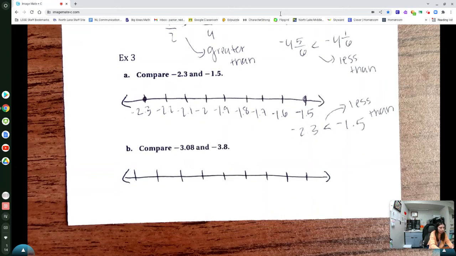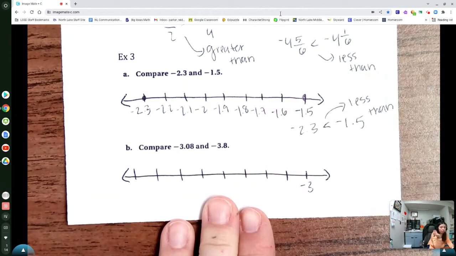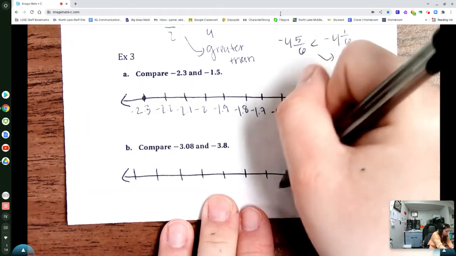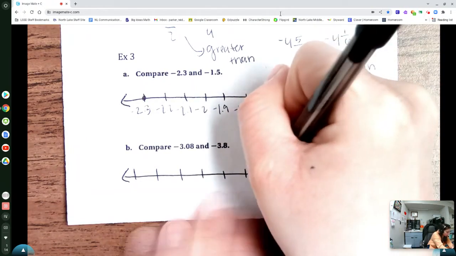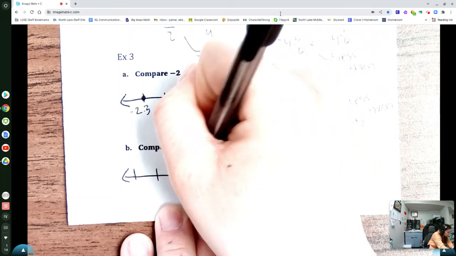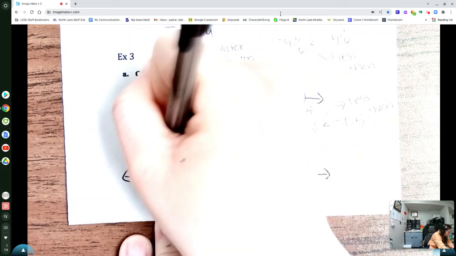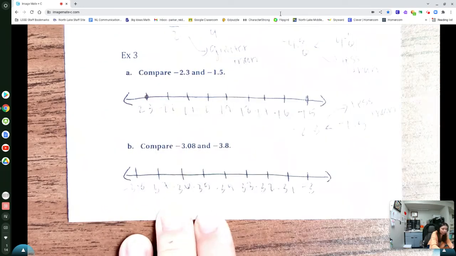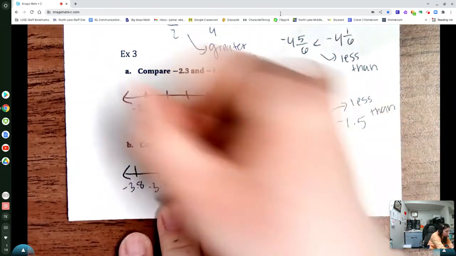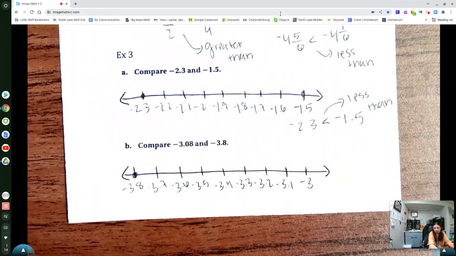And our last one here, we're going to compare negative 3.08 and negative 3.8. I'm going to start my number line at negative 3 and then just count by tenths again, by 0.1s. So negative 3.1, negative 3.2, negative 3.3, negative 3.4, negative 3.5, negative 3.6, negative 3.7, and negative 3.8. So I have a spot for negative 3.8, but you may be wondering, where am I supposed to put negative 3.08? I don't see that anywhere on here.